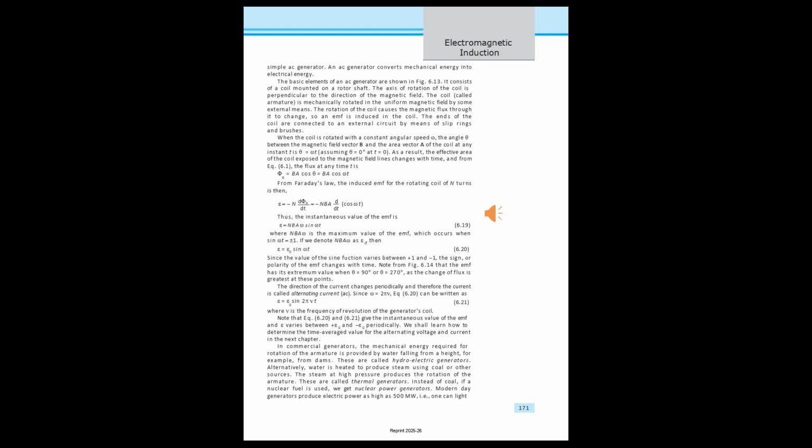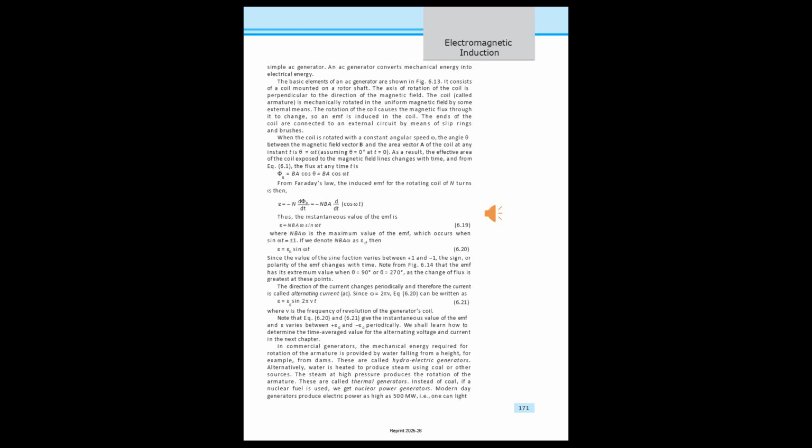falling from a height, for example, from dams. These are called hydroelectric generators. Alternatively, water is heated to produce steam using coal or other sources. The steam at high pressure produces the rotation of the armature. These are called thermal generators. Instead of coal, if a nuclear fuel is used, we get nuclear power generators.